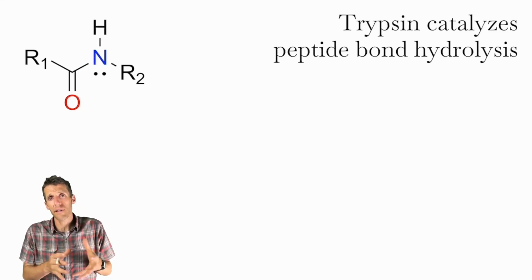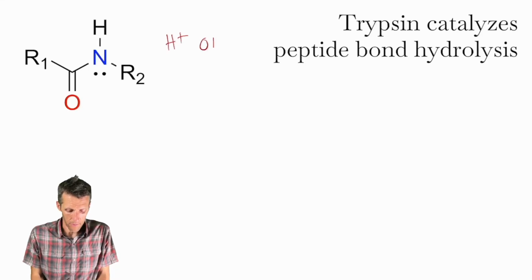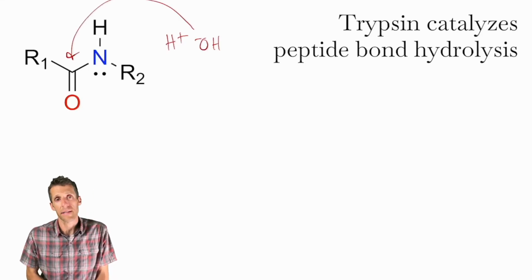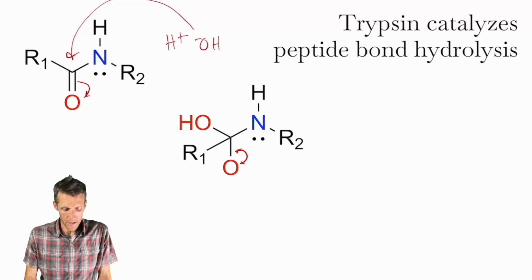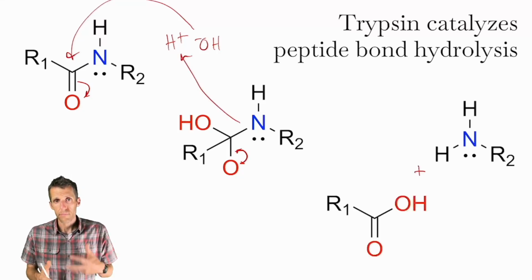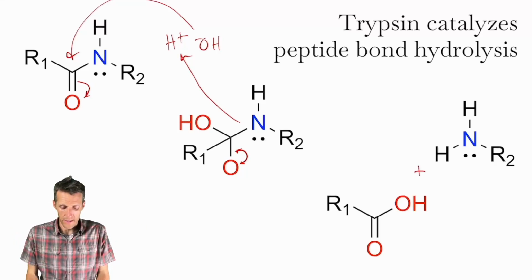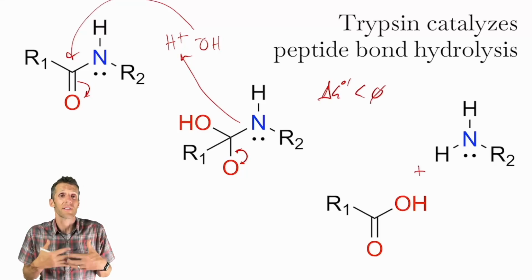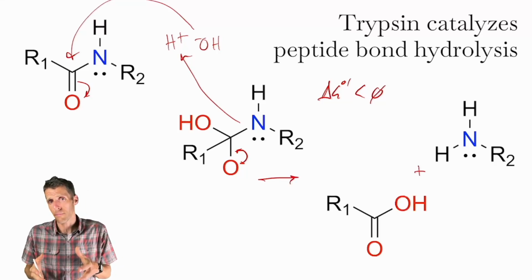What's the basic reaction that it does? Trypsin catalyzes peptide bond hydrolysis. Quick reminder, that reaction looks something like this. You have nucleophilic attack on the carbonyl. That generates an oxyanion intermediate, and then that oxyanion intermediate resolves by breaking the peptide bond. Quick note about this reaction is that the delta G naught prime for this is less than 0. The reaction is intrinsically favorable, so it will proceed in the hydrolysis direction spontaneously.